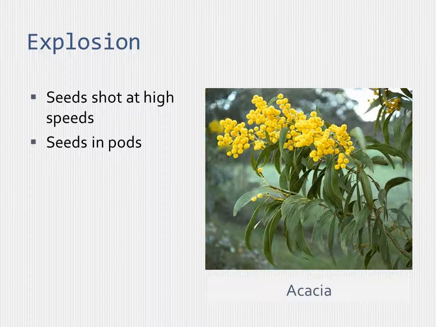Explosion. Seeds from the Acacia and Viola plants can be shot at high speeds away from the adult plant. The seeds are contained in pods and only explode when the seed is ripe.